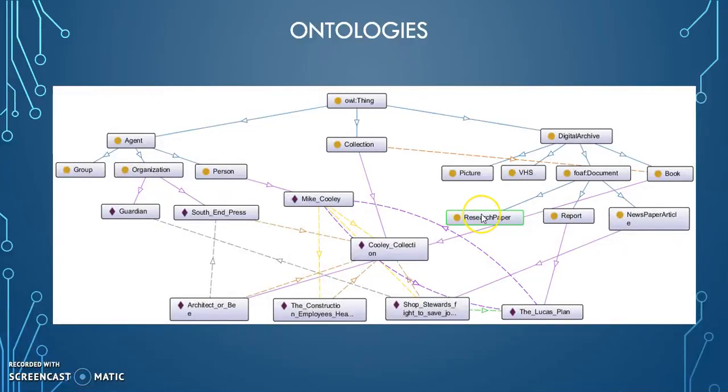This is the ontology of the Cooley collection that was developed using Protege. Notice OWL thing. All classes extend from OWL thing. Agent, collection, and digital archive are subclasses of OWL thing. Group, organization, and person are subclasses of agent. Picture, VHS tape, document, and book are subclasses of digital archive. And research paper, report, and newspaper article are subclasses of document.